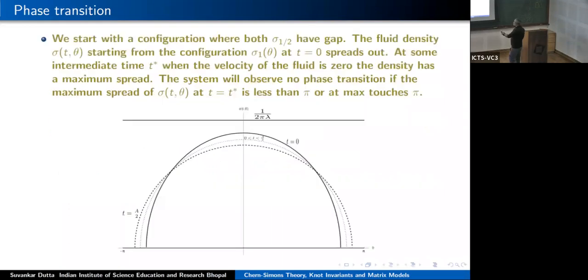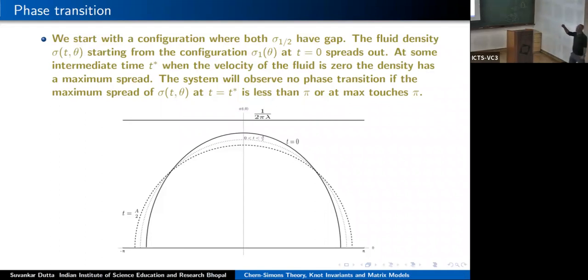Your fluid starts spreading. Suppose this black line is t equals 0. The fluid first starts spreading, and then at some point it stops and comes back to sigma 2. Or even if it doesn't stop, it's going from sigma 1 to sigma 2. But in this process, when this fluid spreads, because the endpoint thetas are bounded between minus pi and plus pi, if the density spread becomes gapless, then there is a phase transition.